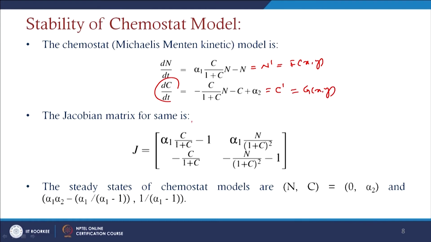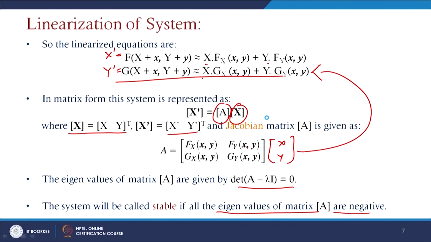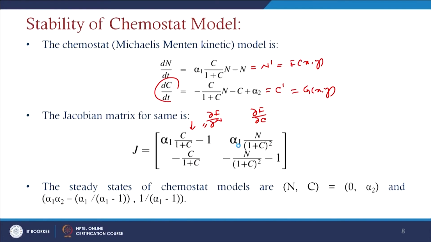So, to get this first term here, we will differentiate del f by del n, and to find this term here, we will differentiate del f by del c. Since this is written as f_x and f_y here, I have written del f by del n and del f by del c. So, first differentiation with respect to n will provide you alpha 1 c by 1 plus c minus 1 here.